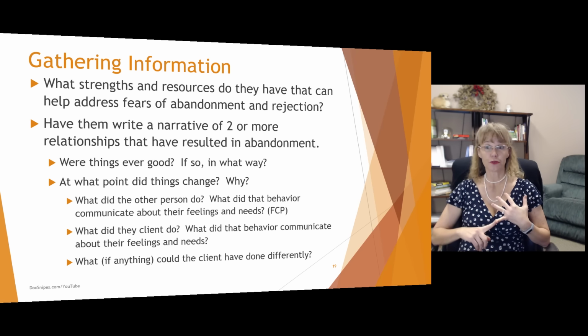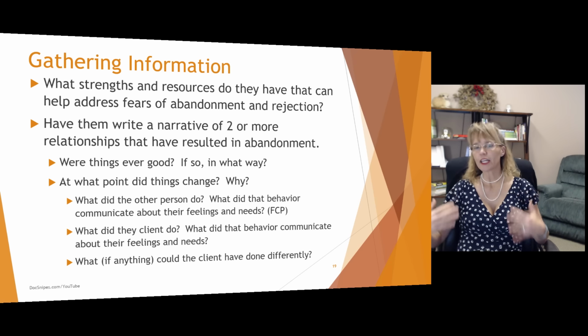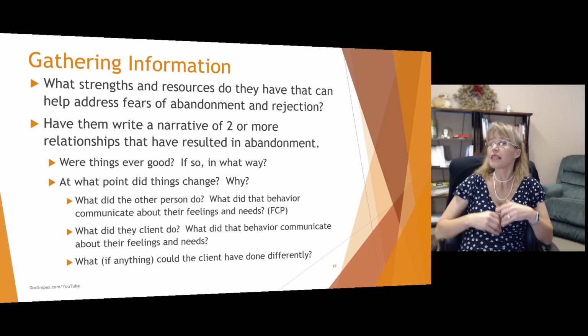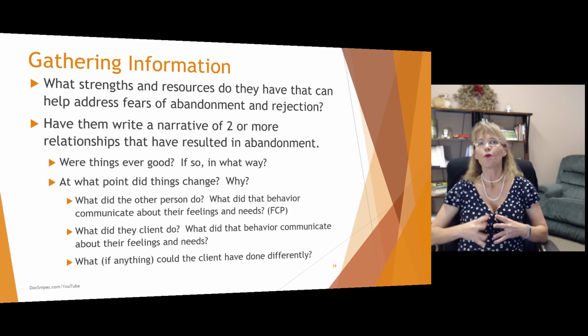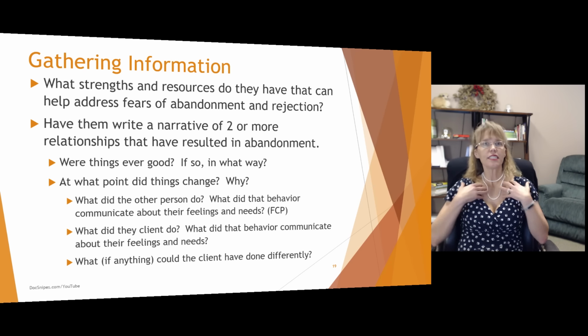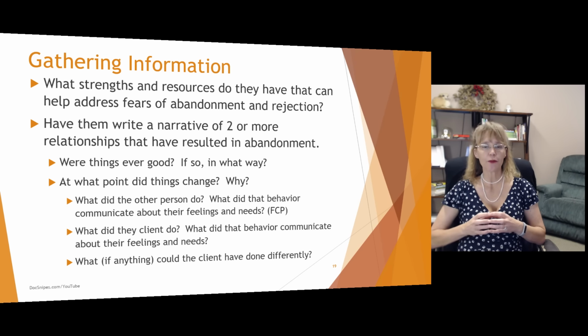What did the other person do? What did that behavior communicate about the other person's feelings and needs? Maybe the other person started withdrawing. What did that communicate about that person's feelings and needs at that point in time? Maybe they weren't being effective at communicating, but if we look at their behavior and think back to the conversations, what were they trying to communicate? What did the person do in the relationship? And what did that behavior communicate about that person's feelings and needs?